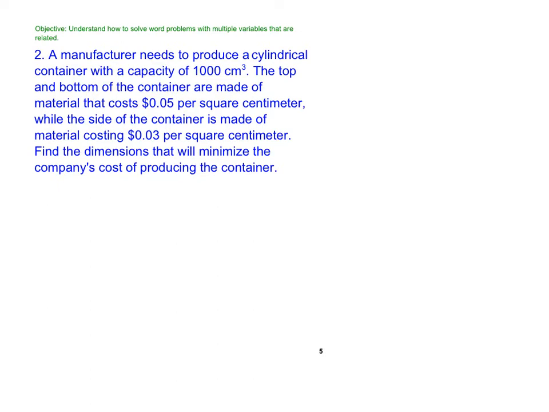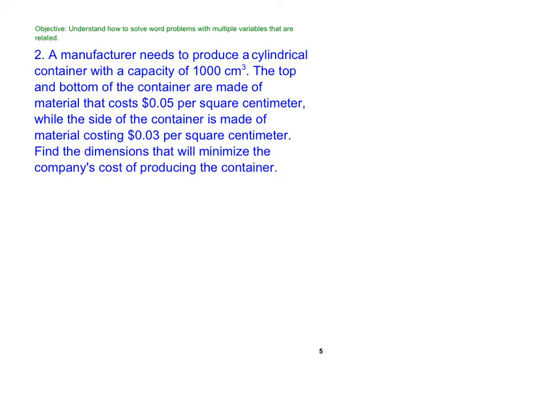All right, so this one is very similar, using that method, right? A manufacturer needs to produce a cylindrical container with a capacity of 1,000 centimeters cubed. The top and the bottom of the container are made of material that costs 5 cents per square centimeter, while the side of the container is made of material costing 3 cents. Find the dimensions that will minimize the company's cost.